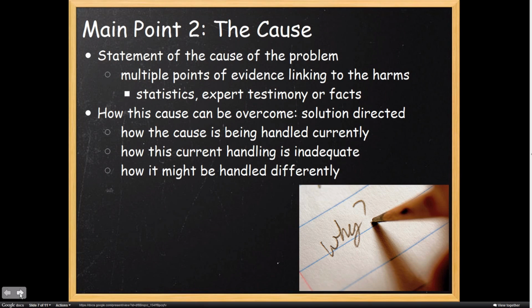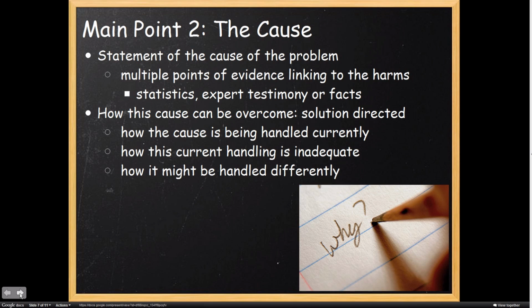Once you've done that, you should then talk about how the cause of the problem can be overcome. And this section of the speech needs to be solution directed, and I'll explain that a little bit better. So first thing you want to do is talk about how the cause is being handled currently. So if there are problems that exist out in the world, chances are there is current plans to fix those problems, or at least a status quo as to how those problems are being dealt with. You should talk about that, right?